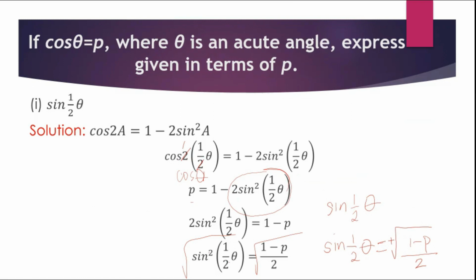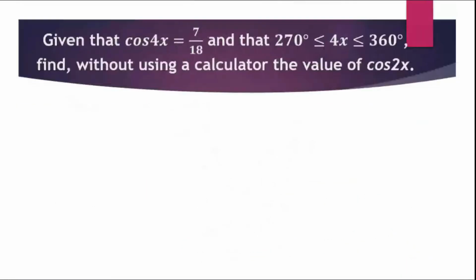Okay, so let's have another example. Given that cosine 4x is equal to 7 over 18 and that 270 degrees is greater than or equal to 4x, which is less than or equal to 360 degrees, find without using calculator the value of cosine 2x. Okay, so ang hinahanap natin naman ngayon yung value ng cosine 2x.